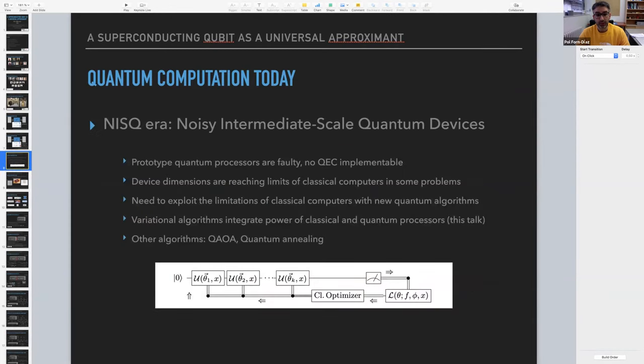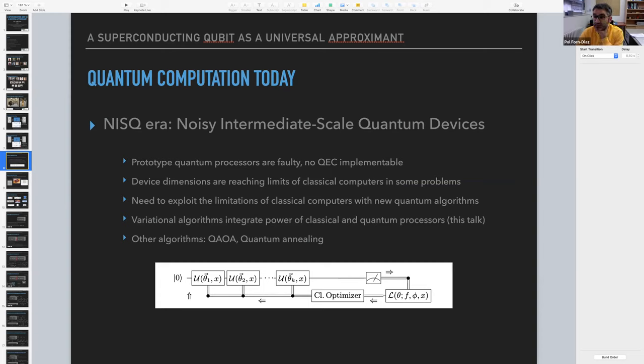Therefore, we are in a different kind of era in quantum computing that John Preskill named NISQ, which is the noisy intermediate-scale quantum devices era. And that's where we are right now. We have prototype quantum processors that have decoherence, they have errors, so they're faulty because we are not yet able to implement quantum error correction. But the devices are growing in size very quickly over time, and a couple of them are already at the limit of what classical computers can do for very specific, I would say, academic problems, not yet very useful problems.